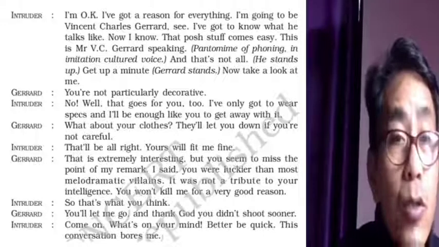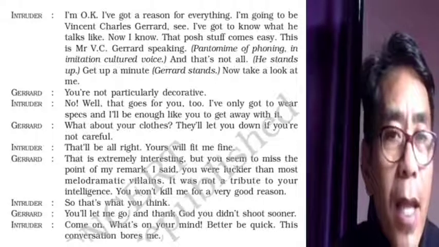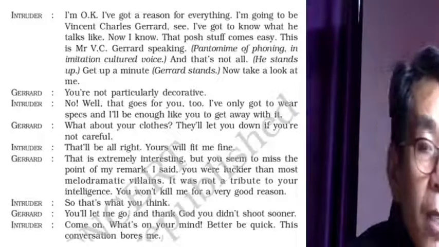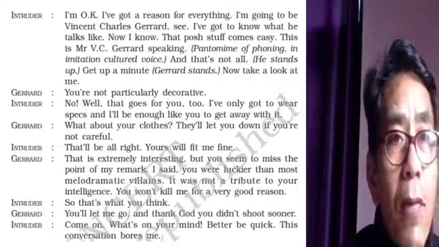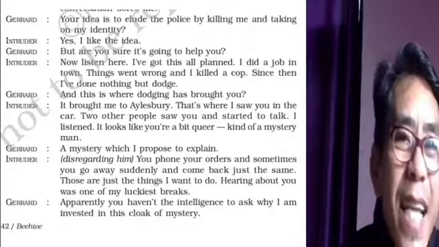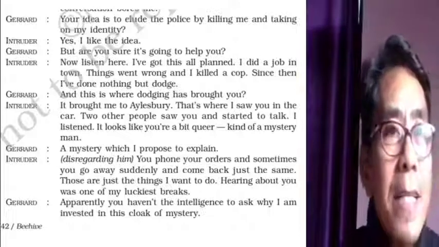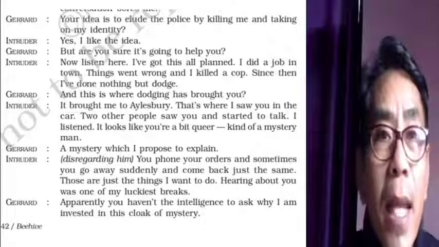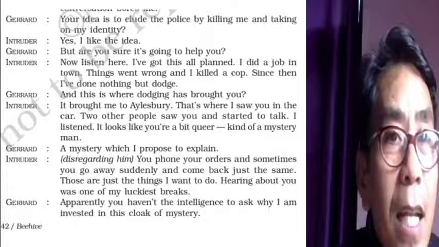So the intruder asked Gerard. Now let us see what Gerard would say. The intruder would kill Gerard and take Gerard's identity, isn't it? Now, what will Gerard do? Let us see whether he was able to use his intelligence. Why was he saying all these things? What was going on in his mind? Let us see. Gerard said, your idea is to elude the police by killing me and taking on my identity, isn't it? So Gerard finally got the idea.